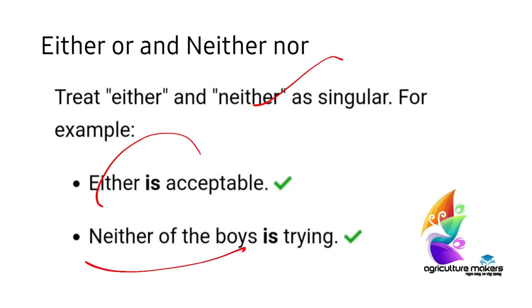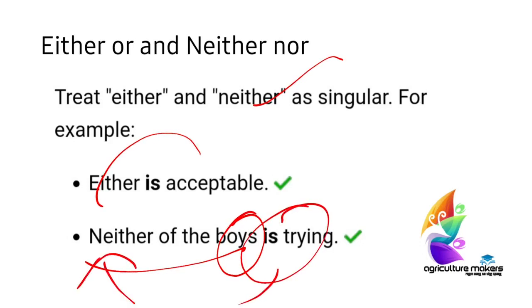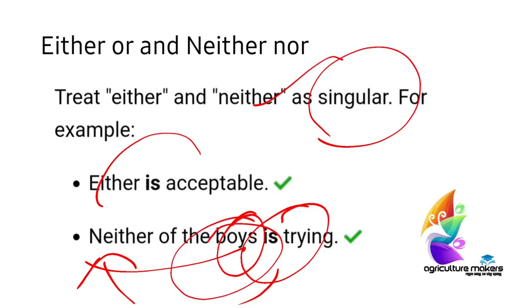Neither of the and either of the should be followed by a plural, and the main verb or auxiliary verb should be singular, as it denotes this neither or either. We said that either and neither are said to be singular. Yes, I repeat once again, either or neither, both are said to be singular in nature and they should be followed by a singular verb, but after neither of the, either of the and one of the, there should be a plural always.